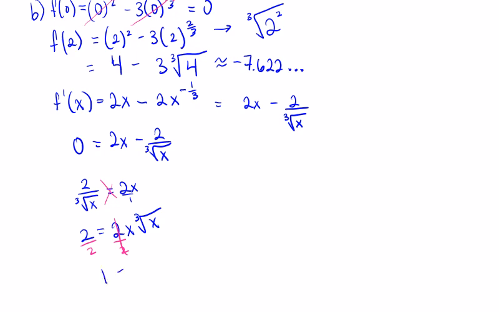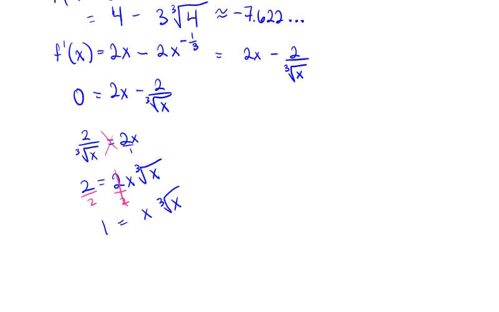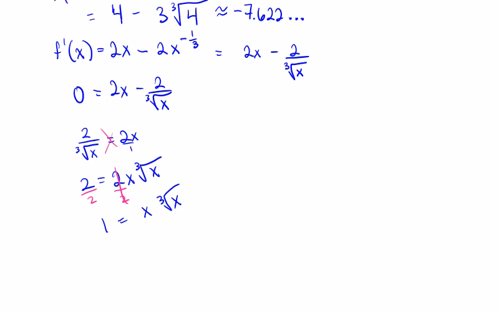So we actually end up with 1 equals x cube root, or x times the cube root of x. All right, and another way to write that is x to the first times x to the 1/3. And remember, when we multiply like bases, we add the exponents. And so 1 plus a third is 4/3.